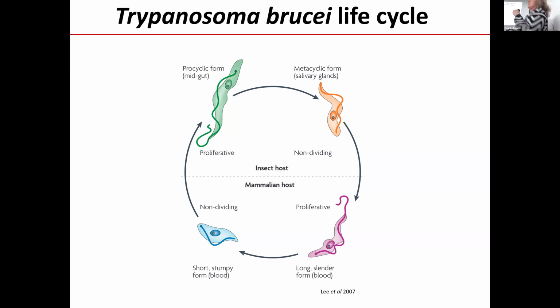So I present you here a very simplified scheme of the life cycle of Trypanosoma brucei. So we have two phases. One is in the insect host, the tsetse fly, and the other phase is in the mammalian host. And we use in our experiment a stage that is the procyclic form, which is present normally in the insect host, and a stage which is the bloodstream form, which is normally present in the mammalian host.